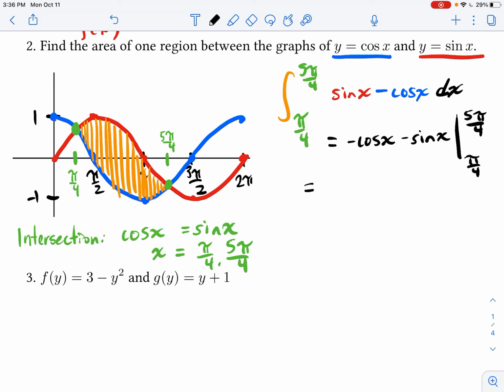Cosine of 5 pi over 4 is negative root 2 over 2, but since we have a negative in front of it, that's just going to be positive root 2 over 2. Sine of 5 pi over 4 is also negative root 2 over 2, but again, since we're subtracting it, we're going to be adding root 2 over 2.